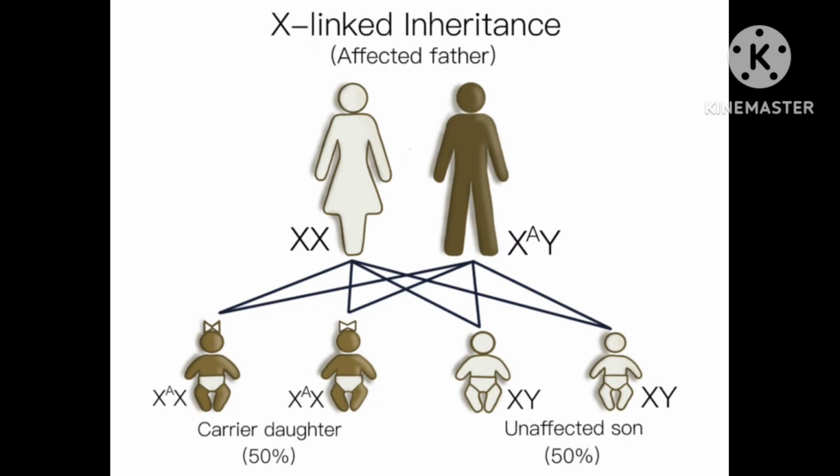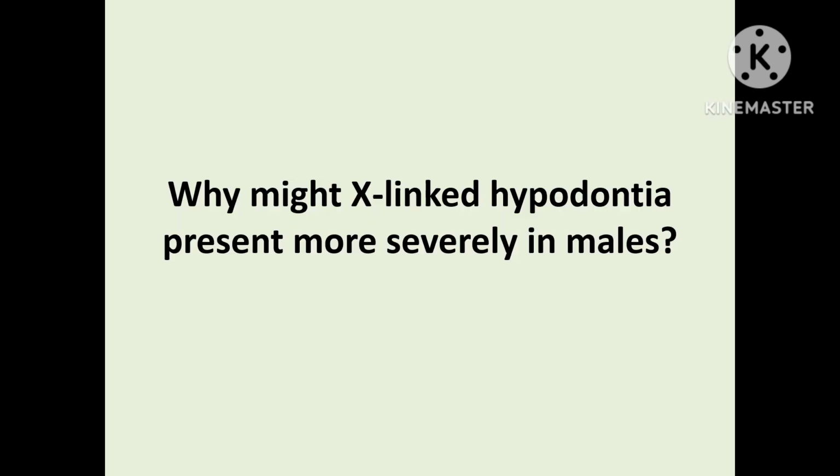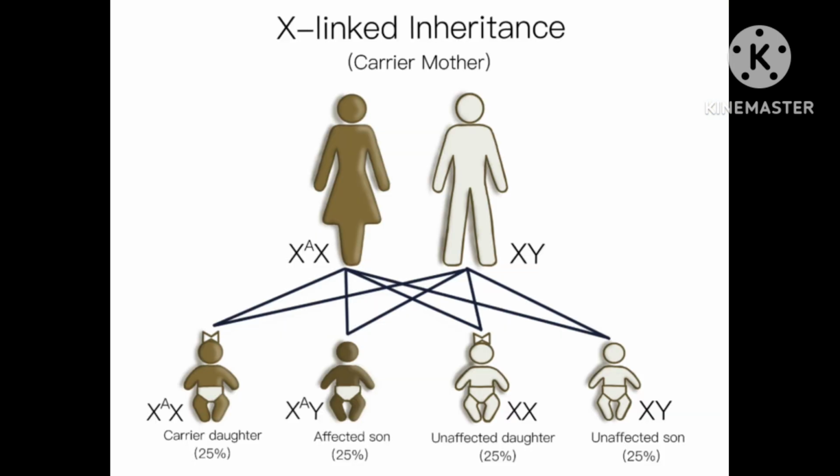The last mode of inheritance is X-linked inheritance, where the gene responsible is on the X chromosome. Since males have only one X chromosome, they are more likely to be affected and often more severely affected. Females have two X chromosomes, so the healthy one can compensate.